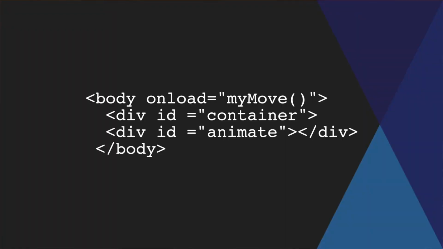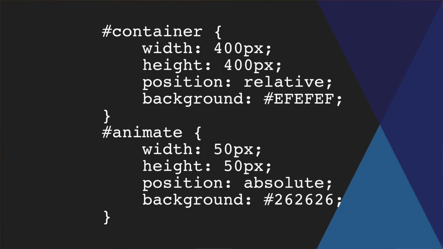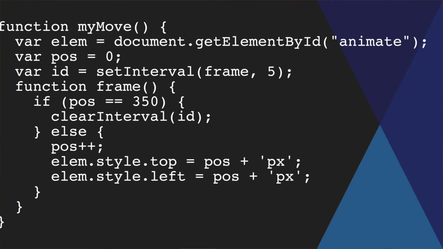So first we set up the container and the element that will be changed. Then we set up the starting styles for each of them. Next in the JavaScript we set an animation element to a variable, and then set a position variable to 0. Next, we add our setInterval function, and we'll set an interval of 5 milliseconds.